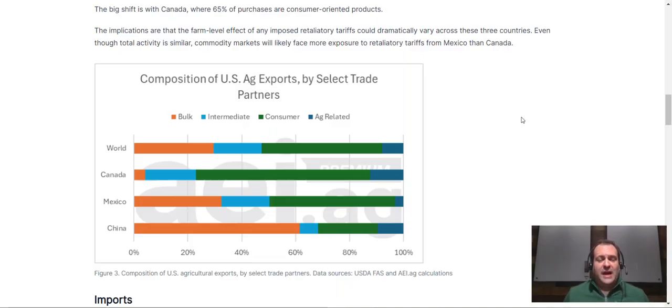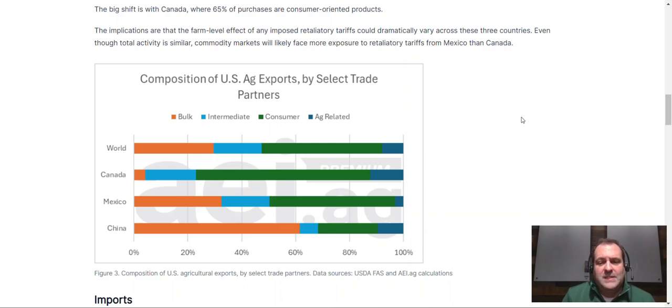Yes, these are all ag goods and they all work their way back to the farm. But if you think about how much of that value is sort of a farm gate price versus a consumer level price, the share of the dollar that represents at the farm level will vary quite a bit.